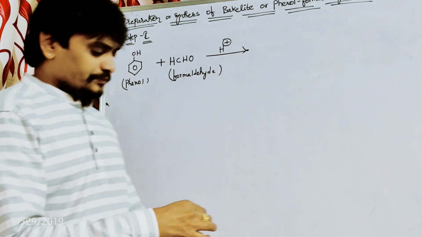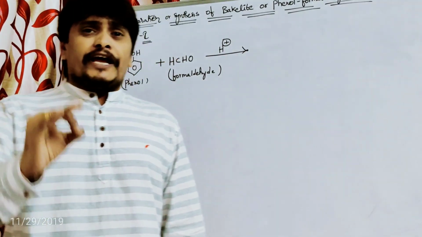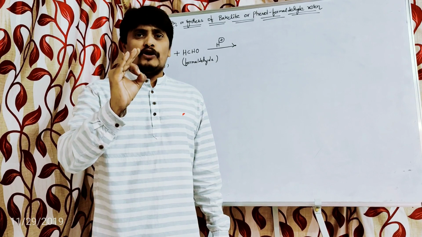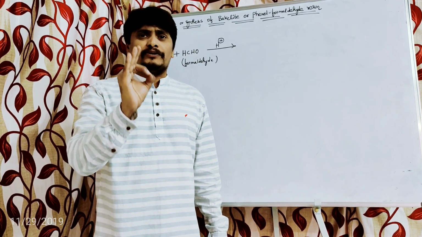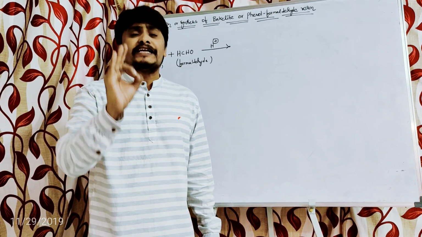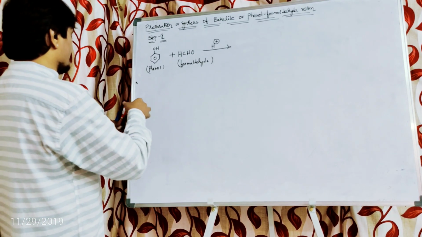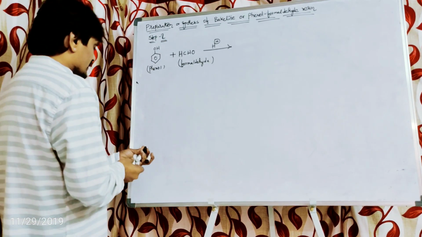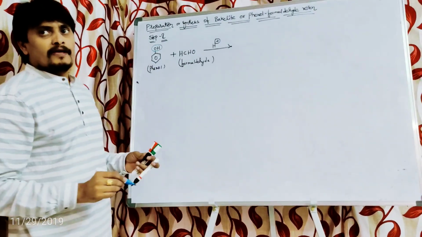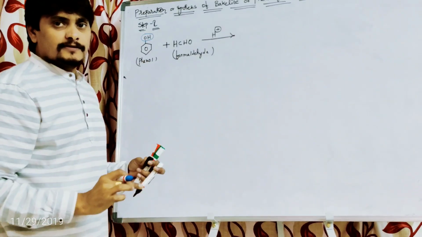Now dear students, in order to remember the products obtained by the chemical reaction between phenol and formaldehyde in the presence of an acid, I'm going to give you one tip. Before that, see students, here in phenol, hydroxy is the substituent. Hydroxy is a substituent which is present on the benzene nucleus.